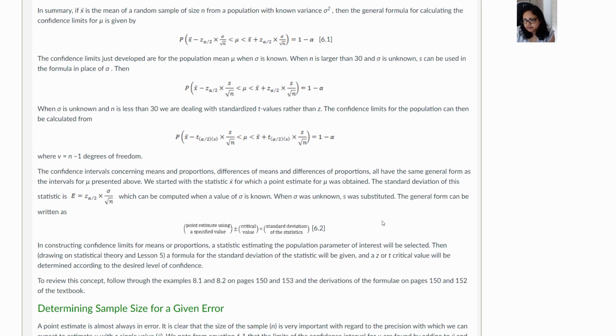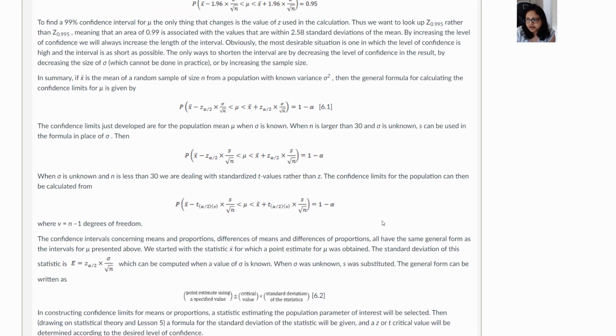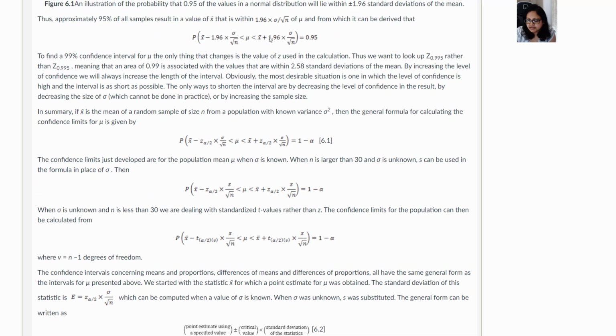Similarly, you can find it for other confidence intervals. If you change the confidence level, all you need to change is this critical value.